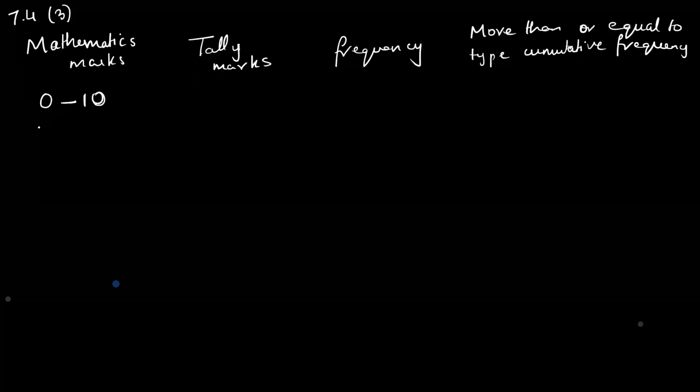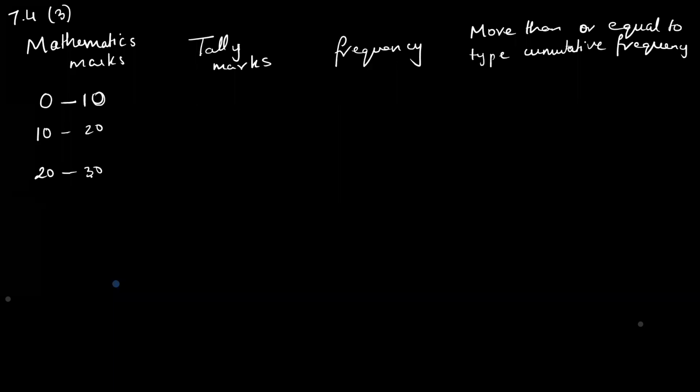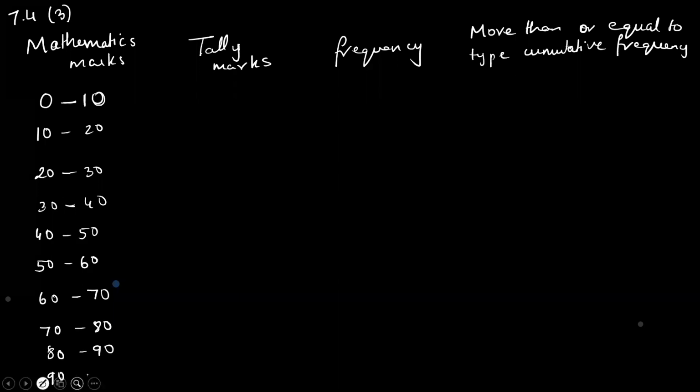The highest value is actually 95. Sorry. Okay, no problem. Anyways, you have to go till 90 to 100, because the score is out of 100, so 100 is the maximum we can go. So 10 to 20, 20 to 30, 30 to 40, 40 to 50, 50 to 60, 60 to 70, 70 to 80, 80 to 90, and 90 to 100.